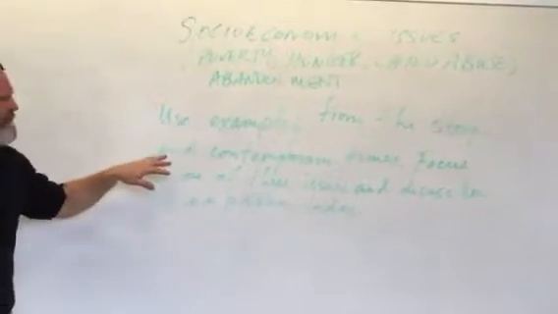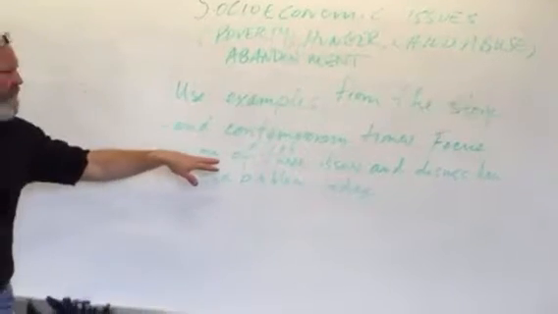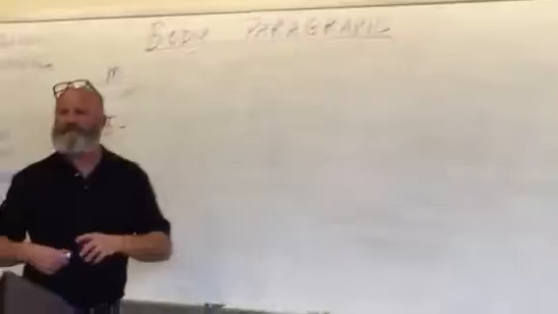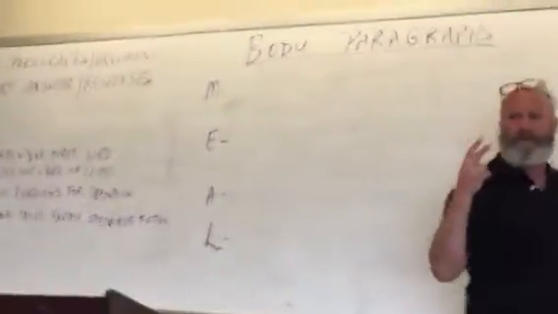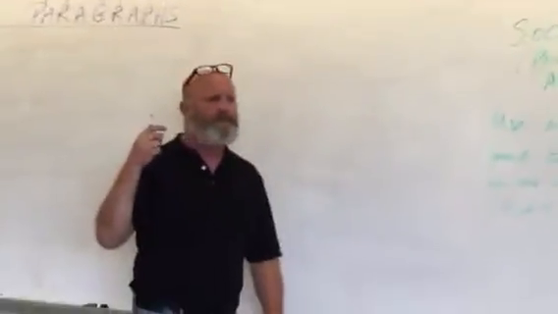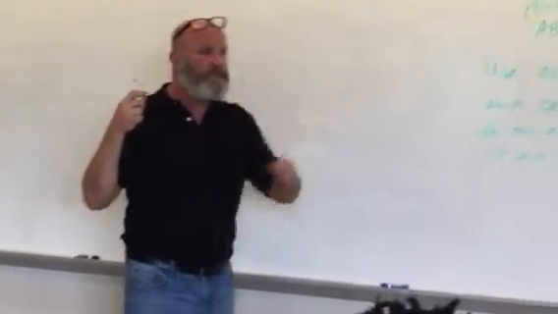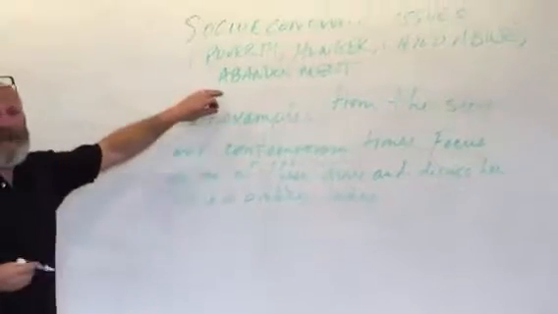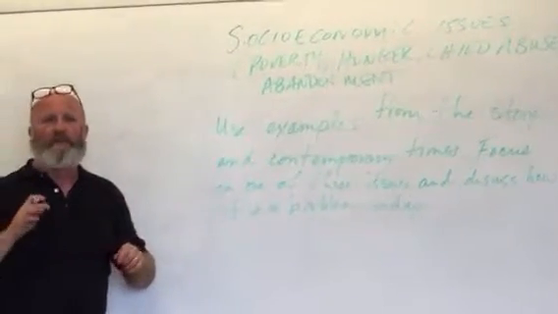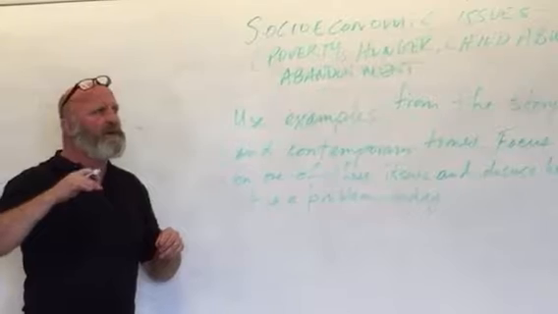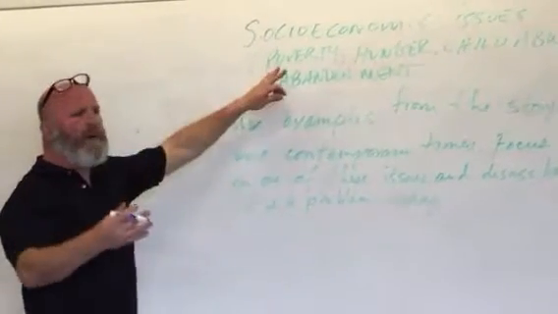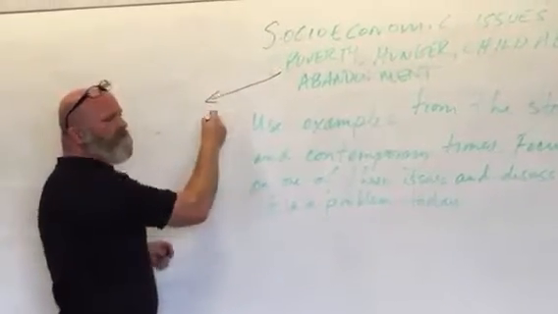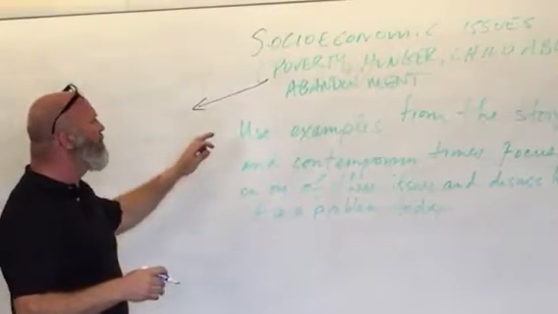And then use examples from the story in contemporary times, focus on one of these issues and discuss how it is a problem today. So when I see that question, I know there's two things I have to do. What are they? You have to choose one of the issues. So I'm going to choose one of the issues, right? This is going to help me focus. Believe it or not, when you start, your brain could probably do all four of these, right? No problem. But when you're focusing on one, it's going to make it stronger. So we're going to talk about poverty.